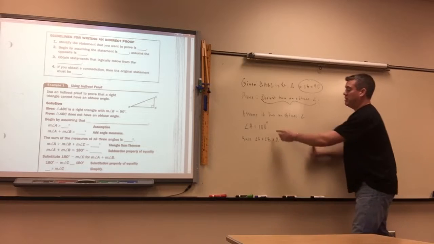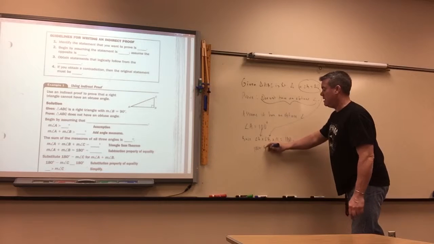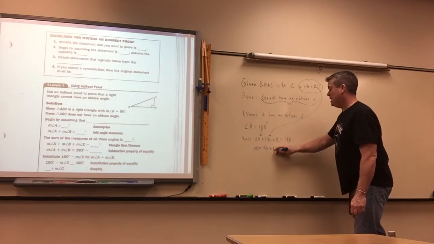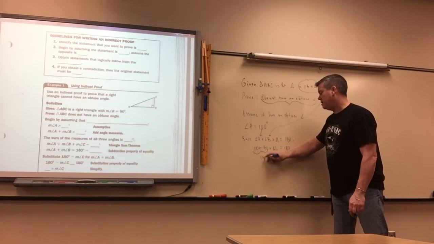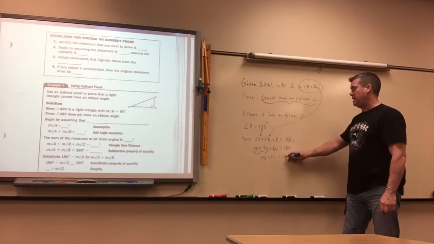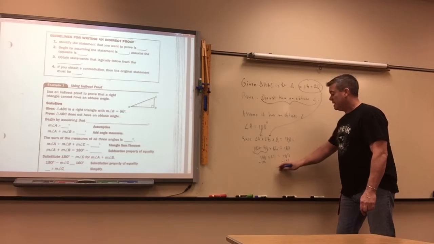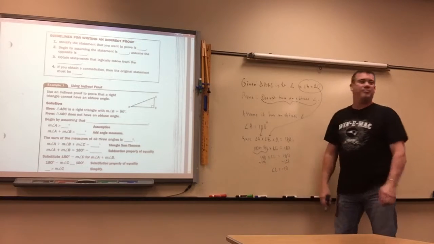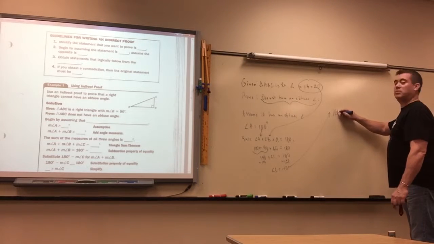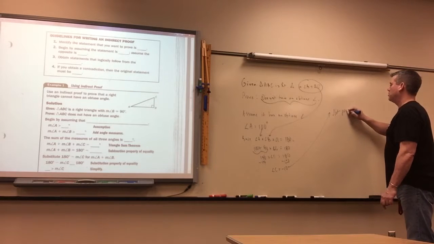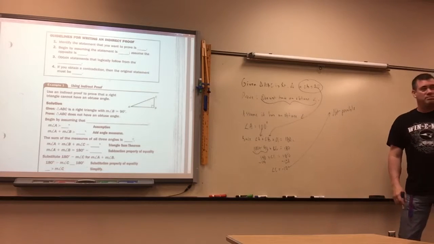Then if you put your numbers in here, 100 plus 90 plus C equals 180. So when you solve this, 190 plus C equals 180. And then you subtract 190, and what do you get? You get angle C is equal to negative 10. That's not possible. So you just say not possible. We could have picked any obtuse angle. You could have picked 150 if you wanted to, or 91. Not possible.